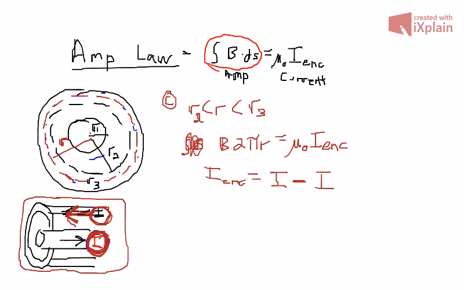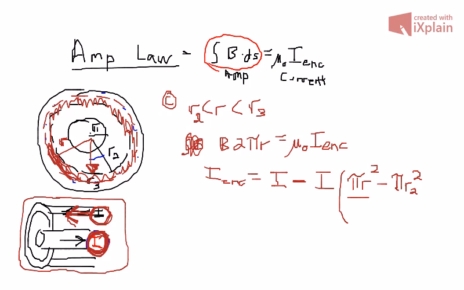But I'm not enclosing that whole shell. I'm only enclosing this little shaded part in here. So I have to scale that. I have to scale my total current the same way I did in the first part. So to scale that, I need to take the surface area of my Amperian surface, which is going to be equal to pi times r squared, which is the outermost radius of my Amperian loop. But I need to subtract off all of the space between the middle and this inner radius of my shell. So I need to subtract off pi times r2 squared.